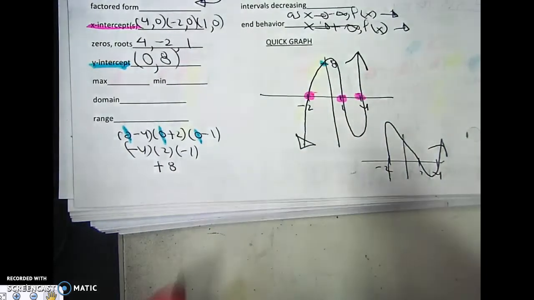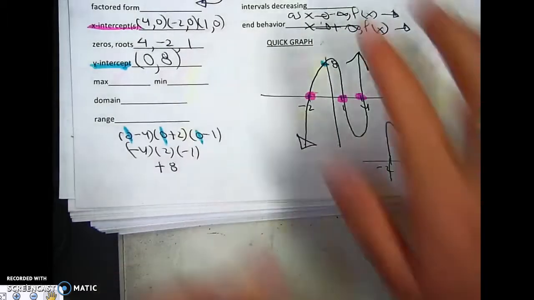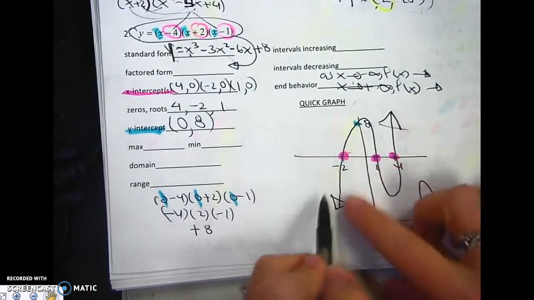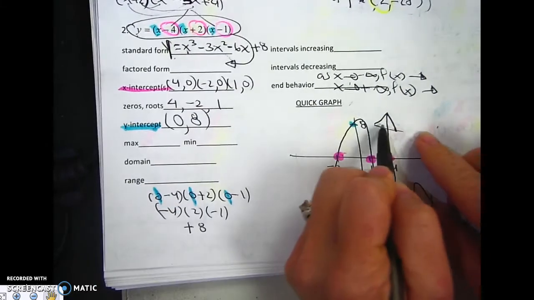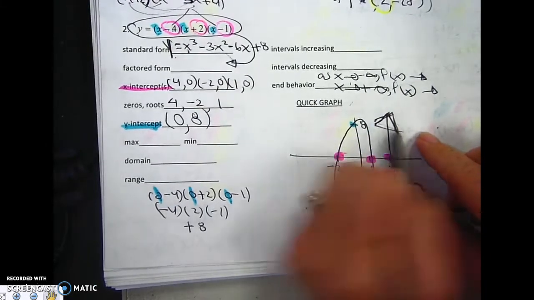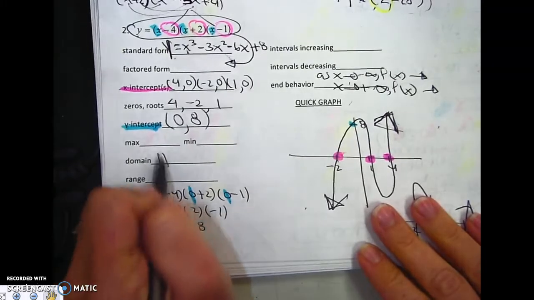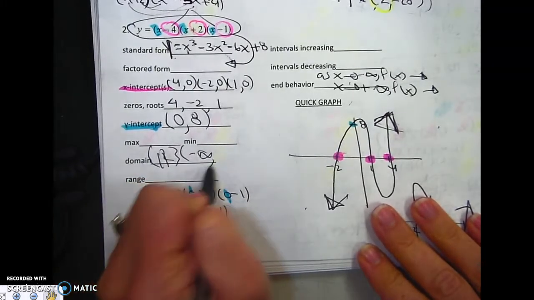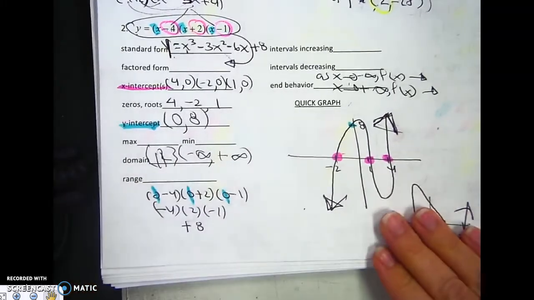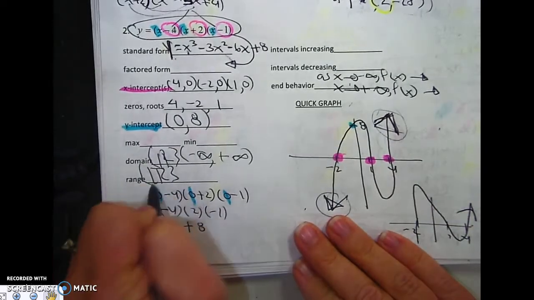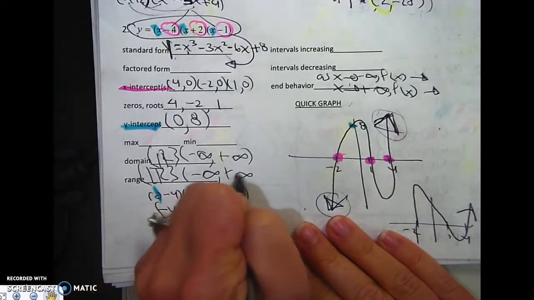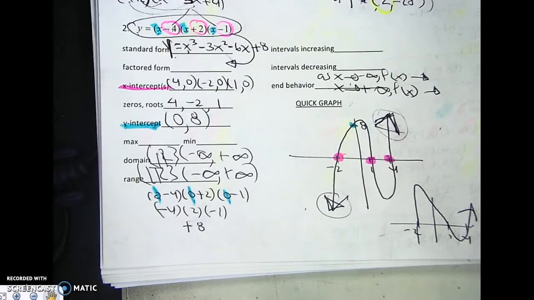Now, how you quick graph it will depend on some of your answers. Let's start with domain. Domain means everything to the left and everything to the right. Well, if you look, that's pointing right and that's pointing left, all real numbers, negative infinity to positive infinity. The range is everything up and everything down. Well, all real numbers, negative infinity to positive infinity. So that's not a big deal.